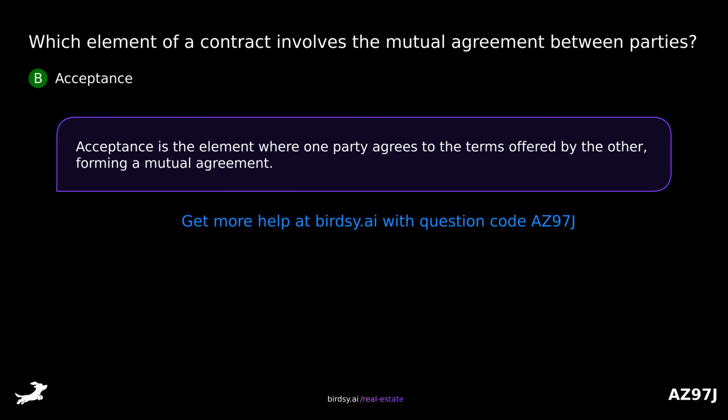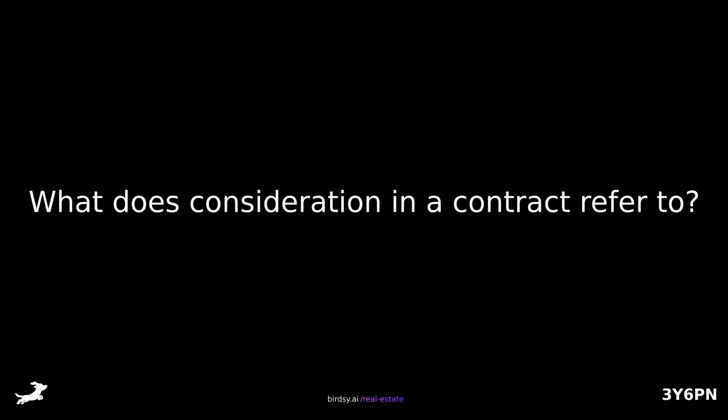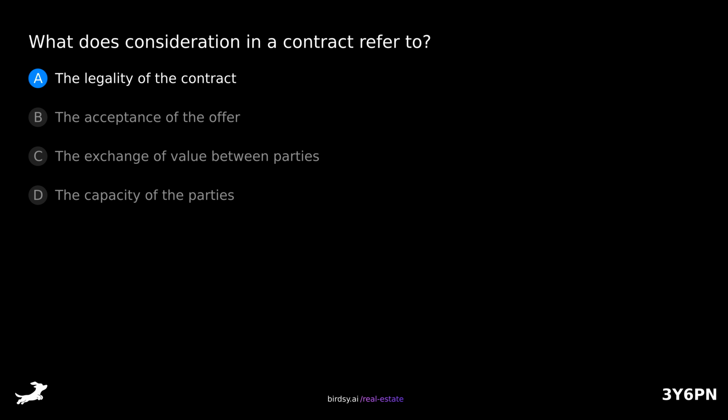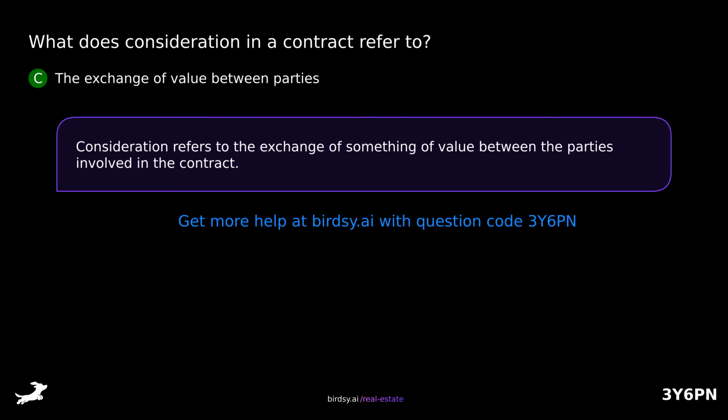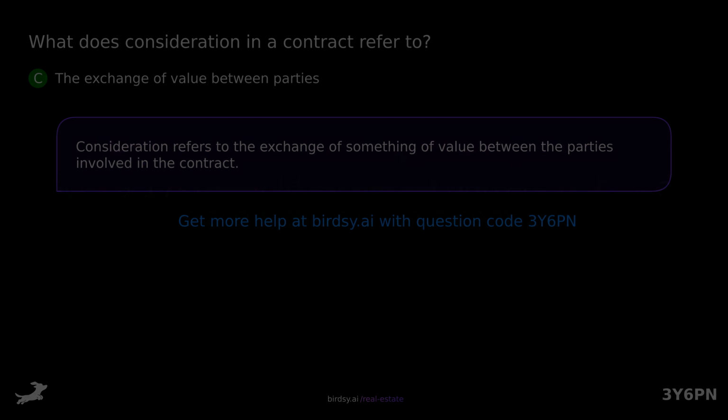What does consideration in a contract refer to? Is it A, the legality of the contract, B, the acceptance of the offer, C, the exchange of value between parties, or D, the capacity of the parties? The answer is C, the exchange of value between parties. Consideration refers to the exchange of something of value between the parties involved in the contract.